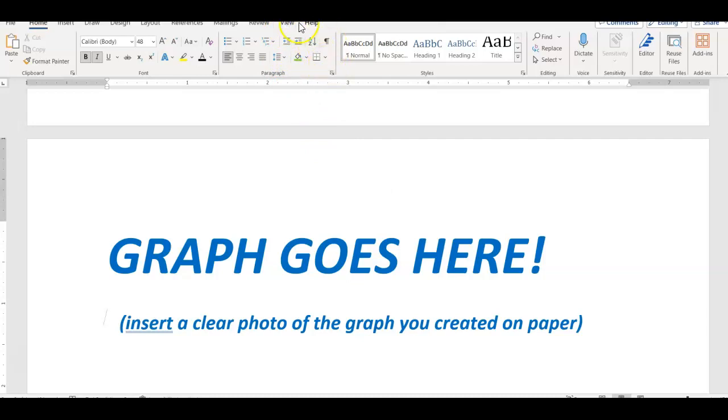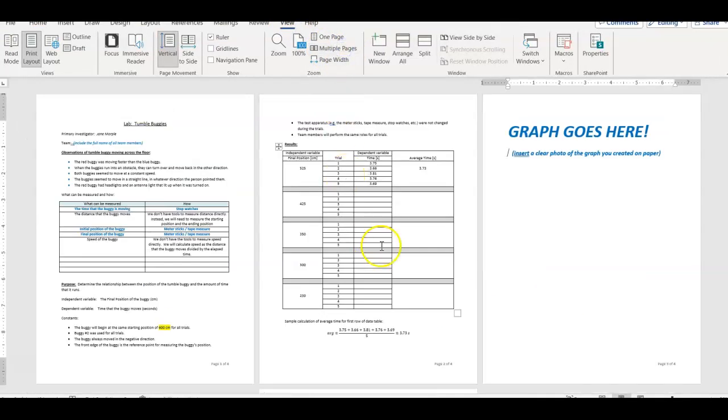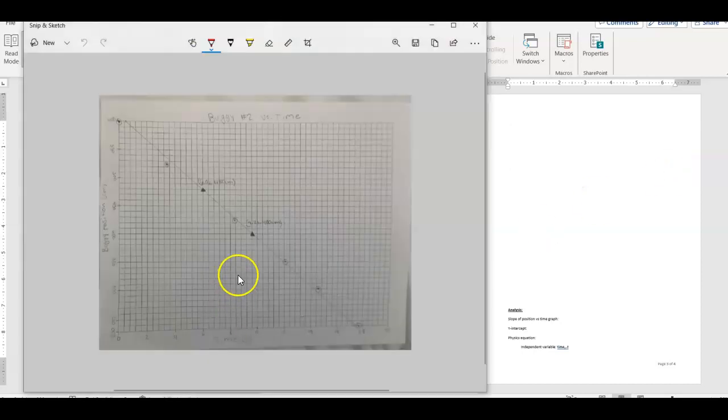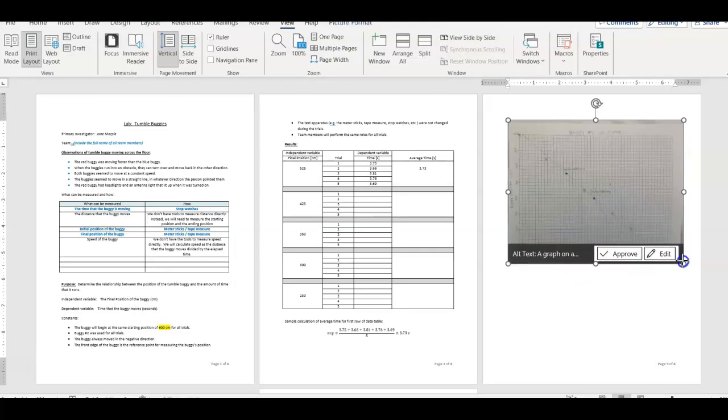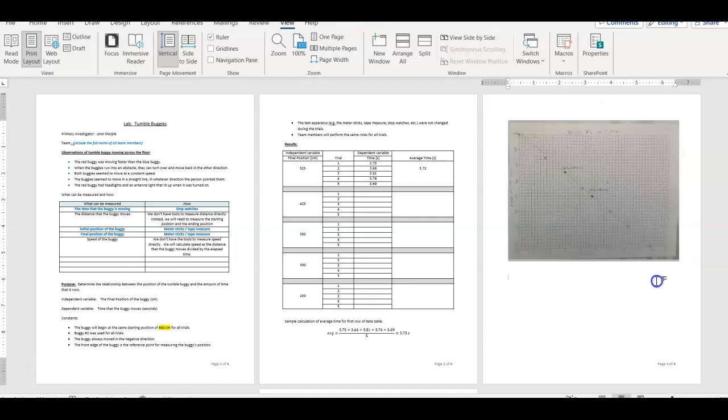I'm going to just go to a view of multiple pages so you can see where the graph goes. Now I don't want to leave this blue italicized text. That was just a reminder, right? So I deleted that, and now I'm going to insert the graph that I have snipped. I want to make sure that this graph is sized basically the full width of my page. Okay, so now that graph is inserted.